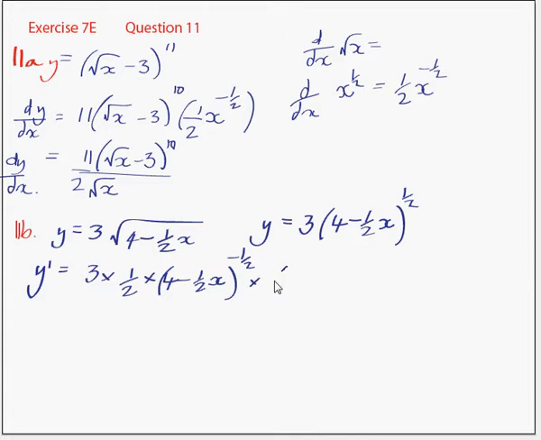There's quite a few numbers here, so I'll put all of them at the front. 3 times half times minus a half will be minus 3/4. Here I've got a negative power, so that means this all belongs in the bottom of a fraction. The half means it's also part of a square root. This is my derivative.